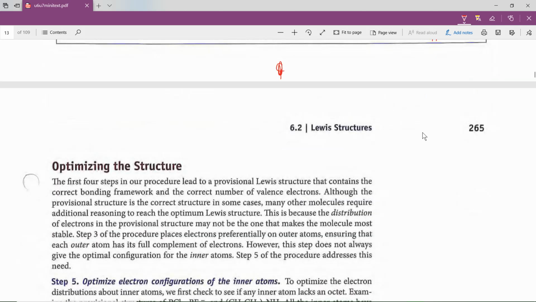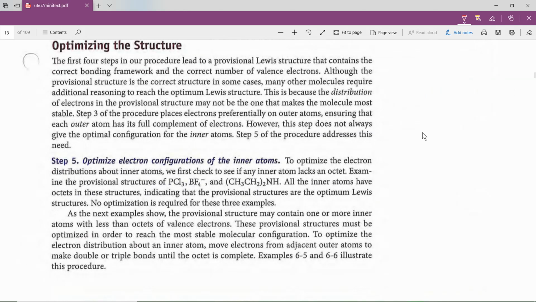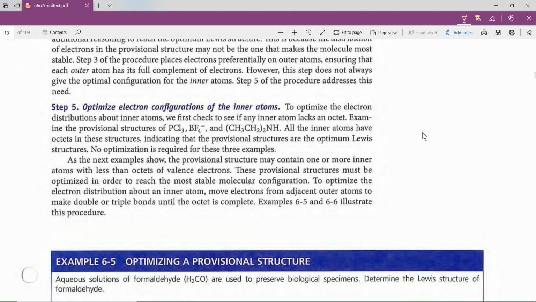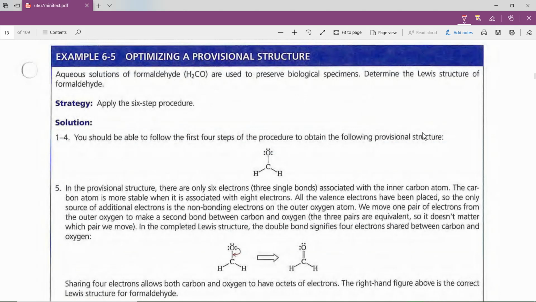Now we talk about provisional structures. They make the molecule the most stable, and we sometimes have to do a bit more detail. So far it's okay. But let's go to formaldehyde. Now formaldehyde is an interesting one because you might think it's an oxy acid. It's not. So I'm going to have here the hydrogen directly bonded to the carbon, not to the oxygen. Each hydrogen gives me 1, so that's 2. Carbon gives me 4, oxygen gives me 6. So 12 valence electrons.